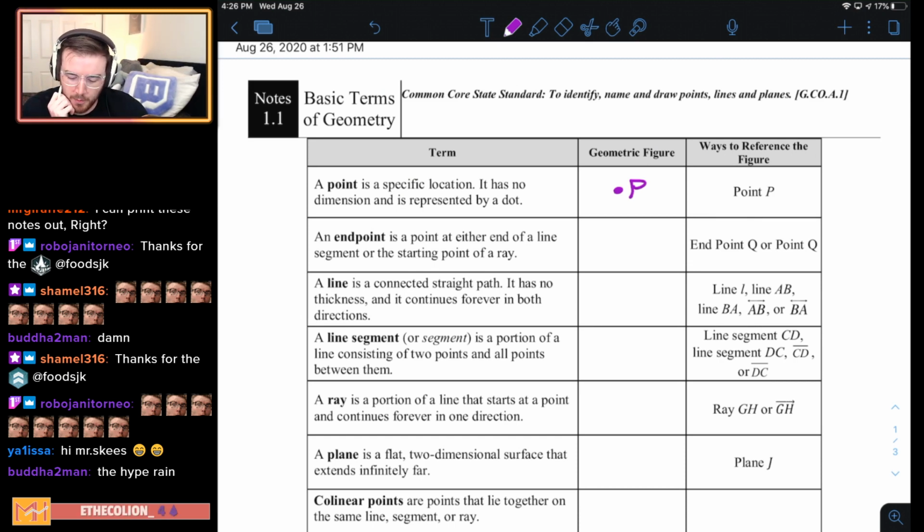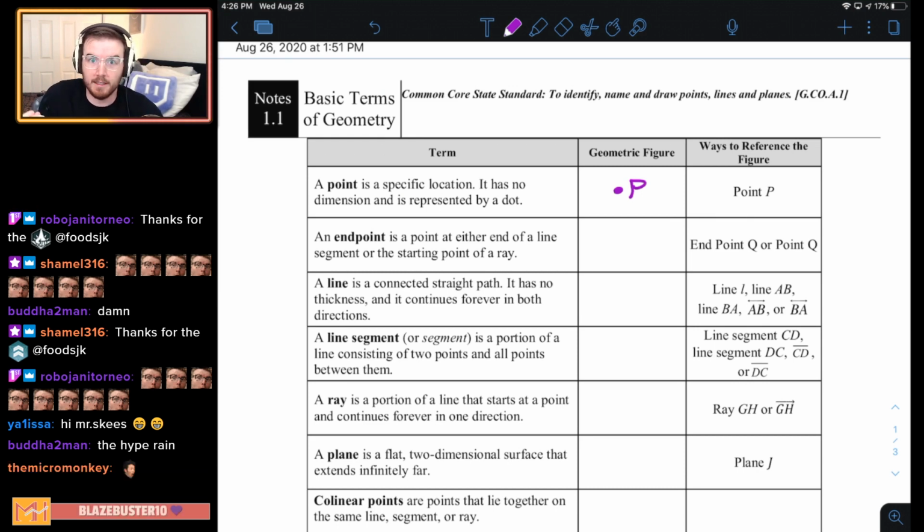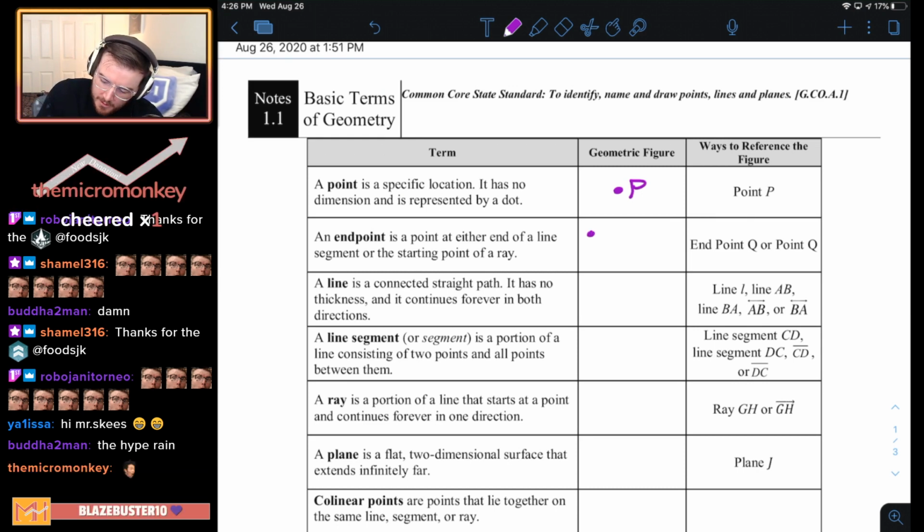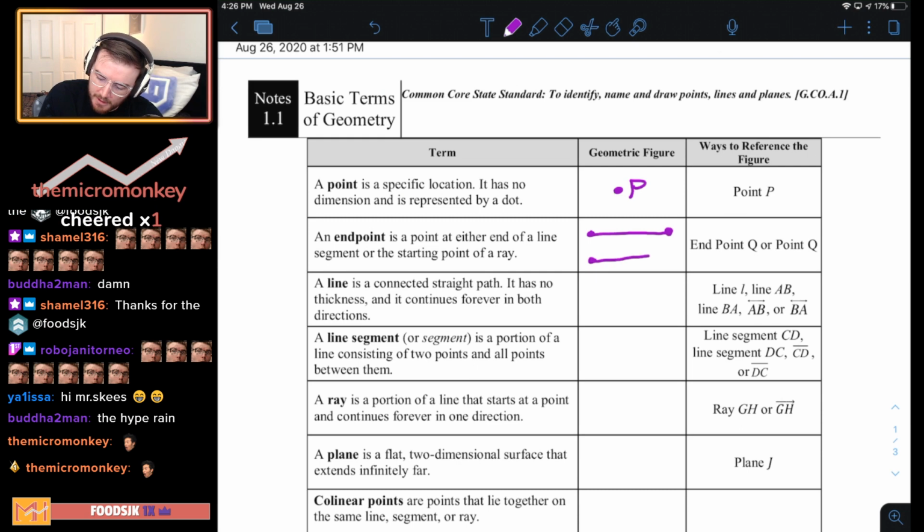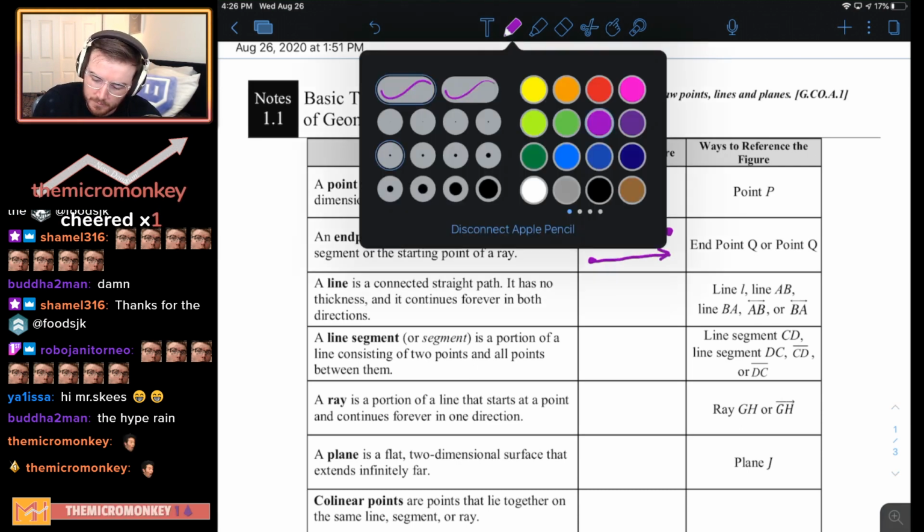An endpoint is a point at either end of a line segment or the starting point of a ray. So it's a point that ends a segment. Here's a segment that has a clear beginning and end. Or here's a ray which goes off in a single direction, which I'm about to define below.